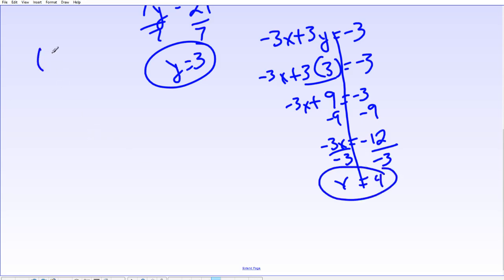So I got the point 4, 3. My x value is 4. My y value is 3. Boom.